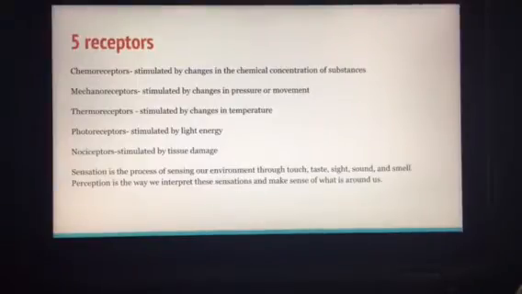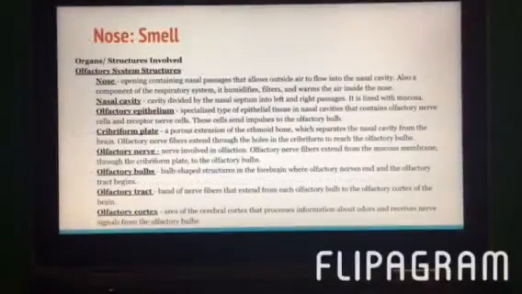And the difference between sensation and perception is that sensation is the process of sensing our environment through the 5 senses, and perception is the way we interpret these sensations and make sense of what's around us. So next we have the sense of smell. Here are the organs and structures involved.